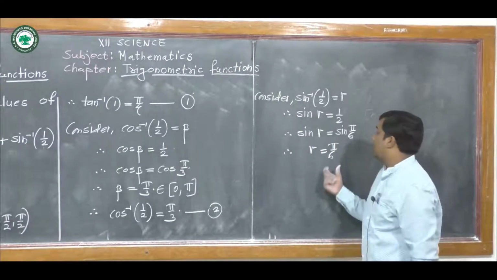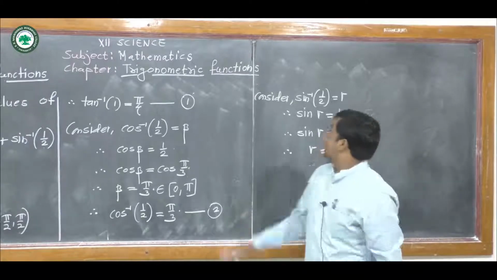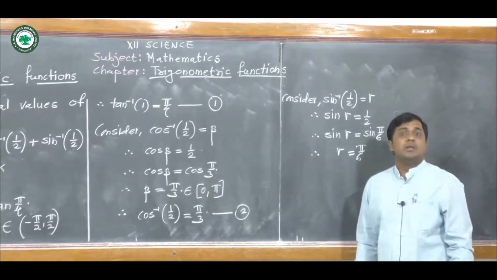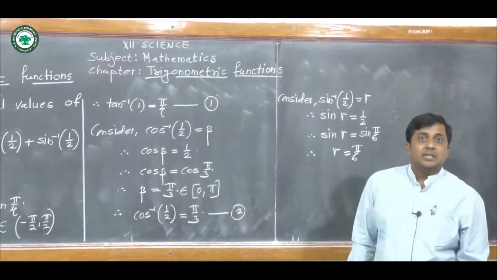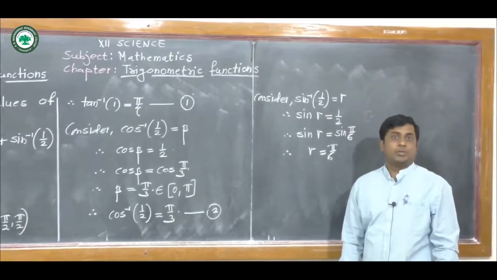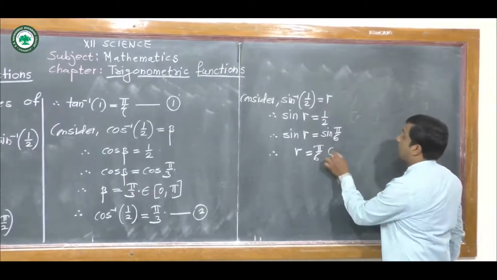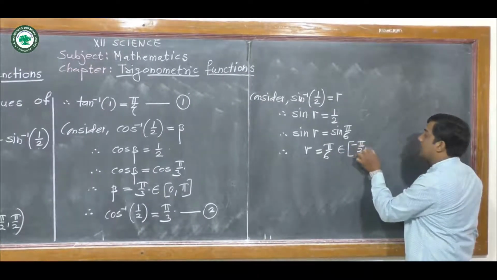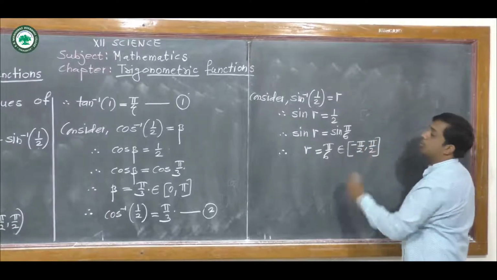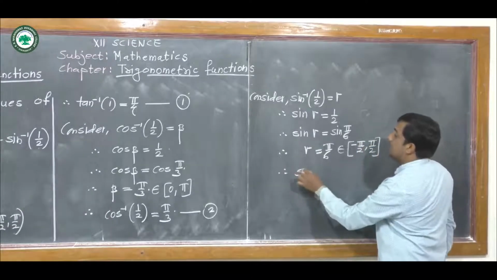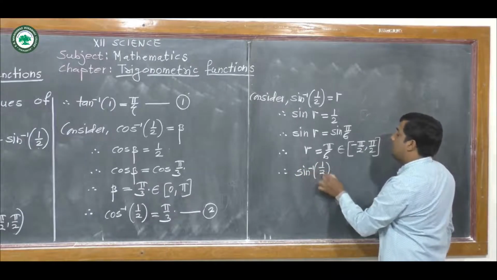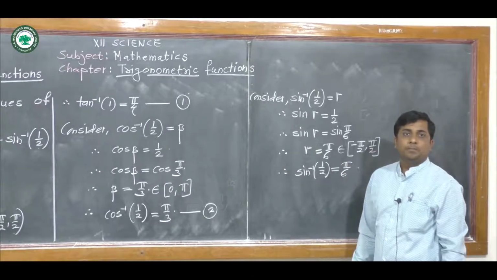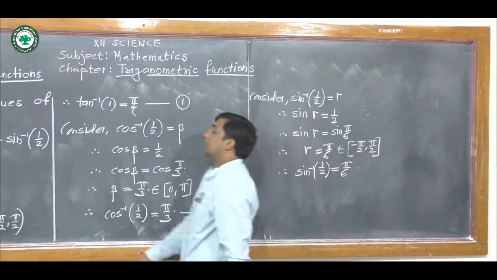Now we have to check whether this value lies in the principal value branch of sine inverse or not. We know principal value branch for the given sine inverse is closed interval minus pi by 2 to pi by 2. And we know this pi by 6 belongs to this interval. So here we get sine inverse of 1 upon 2 is equal to pi by 6. We get this one. Now we consider our given example.